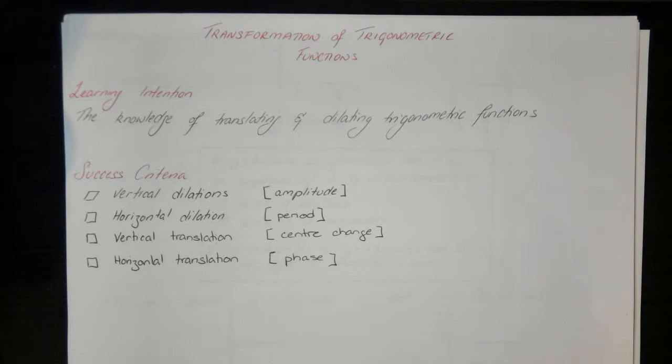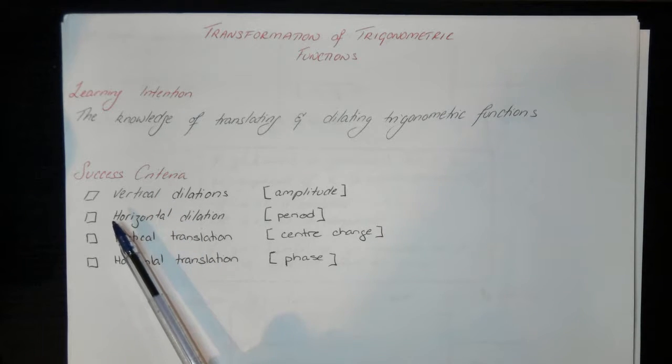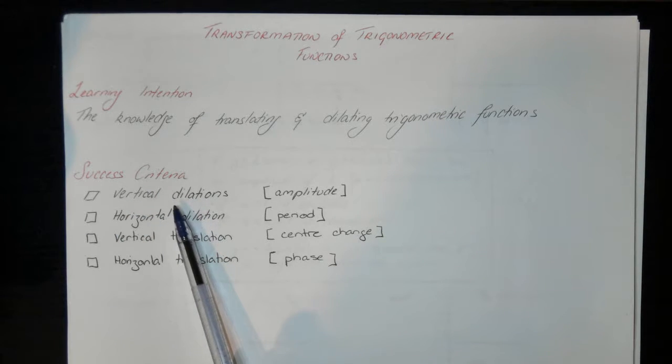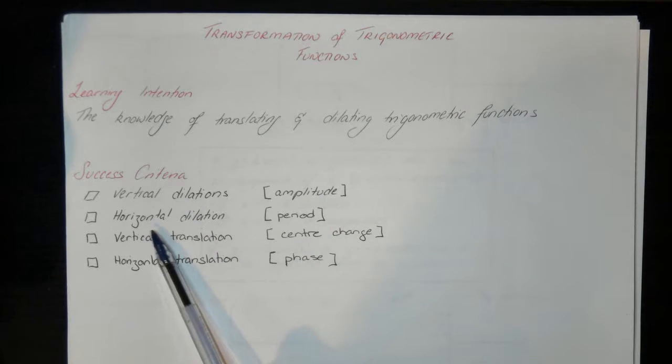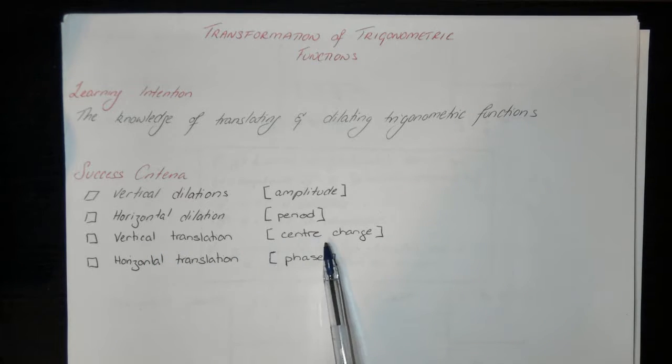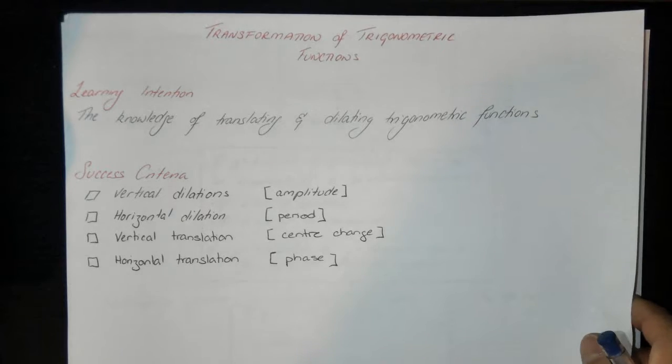Alright, so today we're looking at transformation of trigonometric functions. Our learning intention is to gain the knowledge of translating and dilating trigonometric functions. We'll be successful if we can apply that a vertical dilation is the same as a change in amplitude, a horizontal dilation is a change in the period, a vertical translation is a change in the center, and a horizontal translation is a change in the phase.